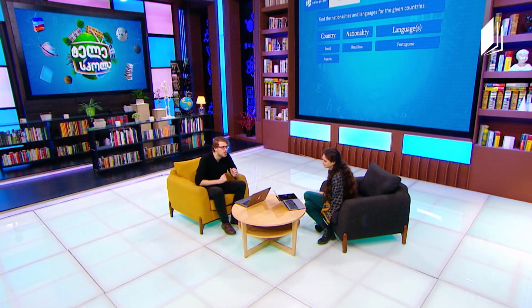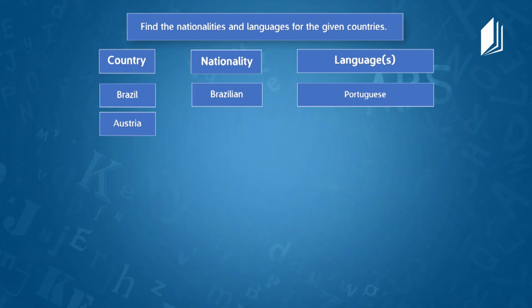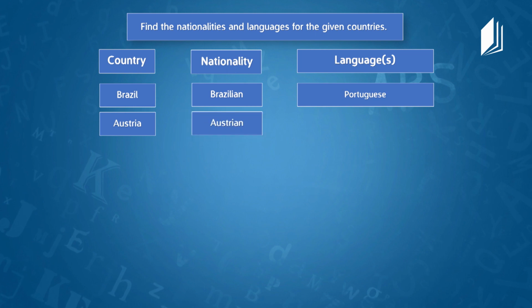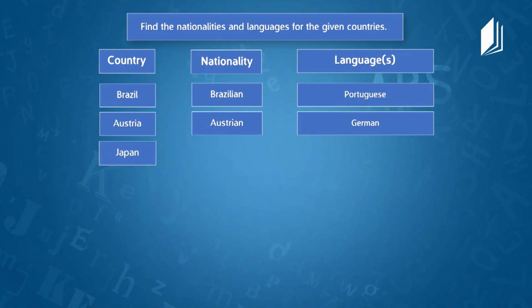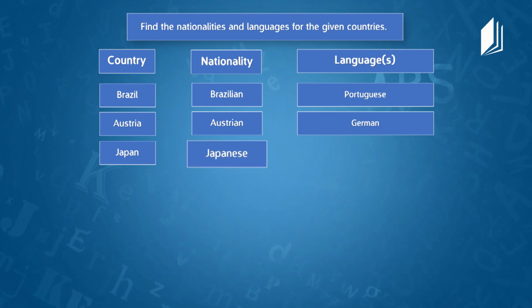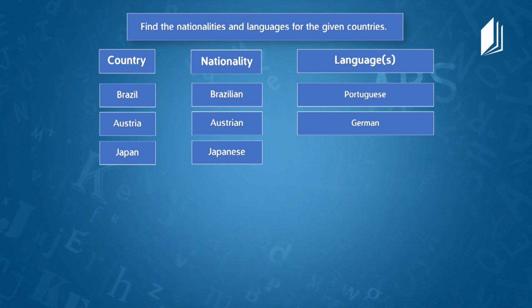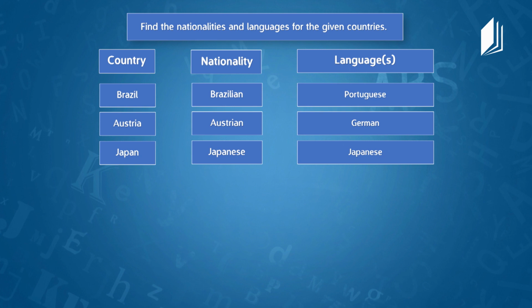Awesome. And our next country is Austria. What do you think the nationality of Austria is? Definitely not Australian. It's Austrian. And the language they speak must be German. Totally right. Great job. And next we have Japan. And the nationality will be... It should be Japanese. This is an easy one. Very true. And the language? Oh, it's also Japanese. Japan, Japanese, Japanese.